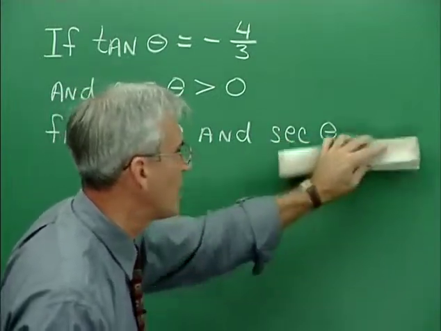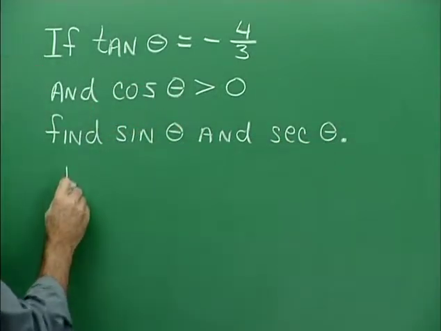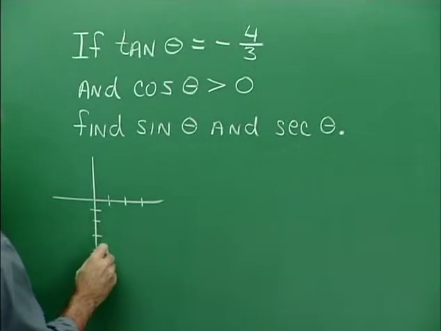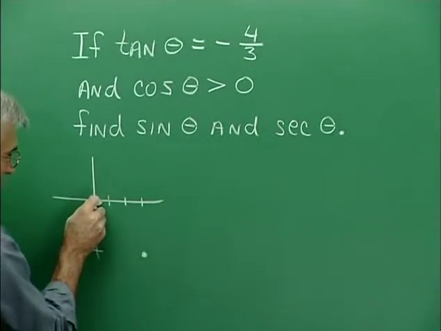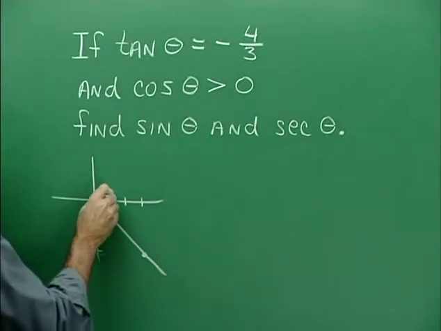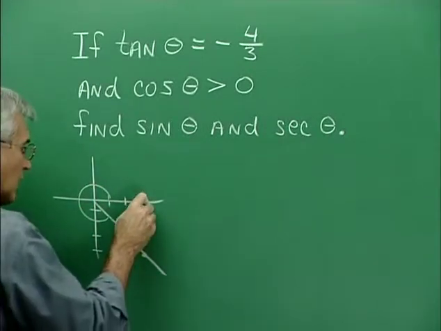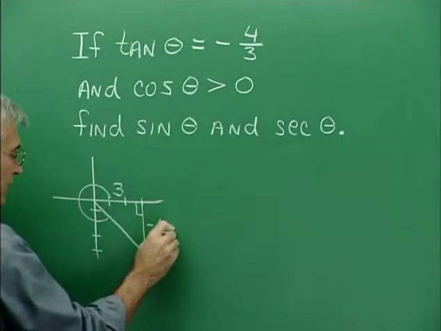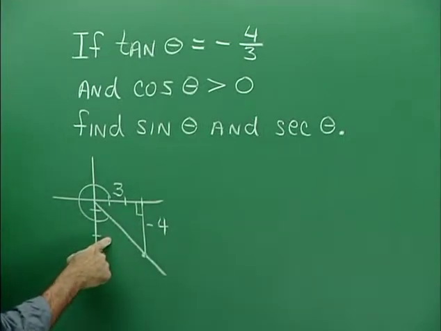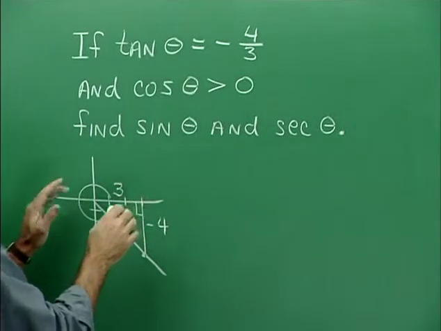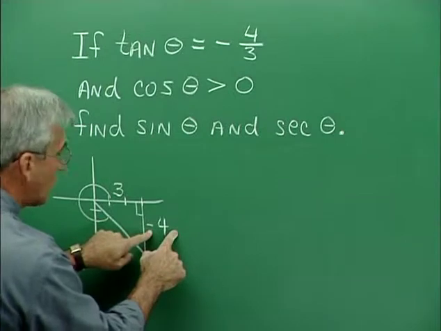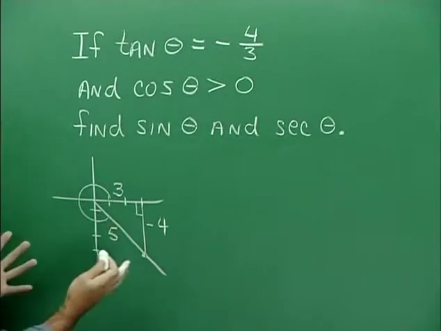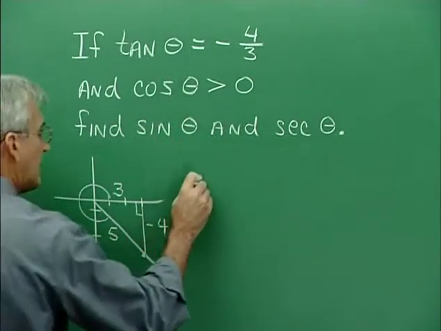All right, now I'm just going to rebuild that diagram. This is our angle, and this is our reference triangle, and this distance is 3, this is negative 4, and we can easily find the distance r here. Using the Pythagorean relationship, 3 squared is 9, plus negative 4 squared is 16, 9 and 16 is 25, square root of 25 is 5, the value of r. Now we can find sine theta and secant theta.